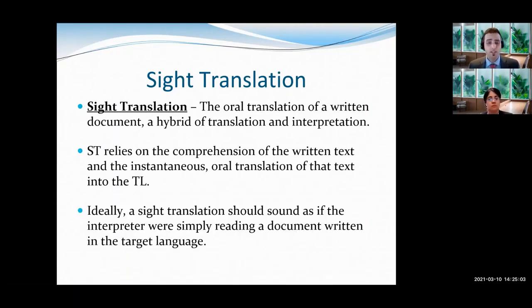Ideally, we could say that a site translation should sound as if the interpreter were simply reading a document written in the target language. So you give me something in English, and I look at it, and when I open my mouth, it comes out in Spanish. And if you didn't know any better, you would think that document had been written in Spanish. Now, that's a lofty goal. I don't know about you, but perhaps there have been some things I interpreted that sounded that good, but there are very few of those. It doesn't happen to me that often.